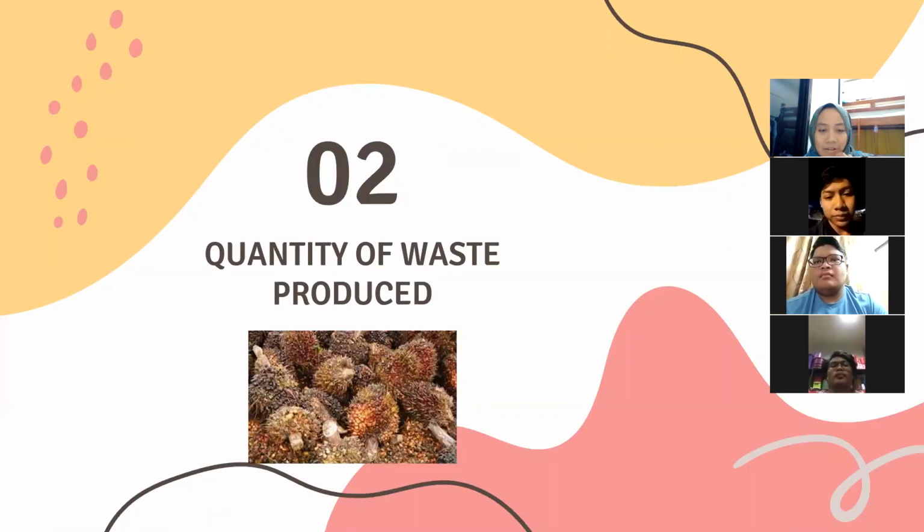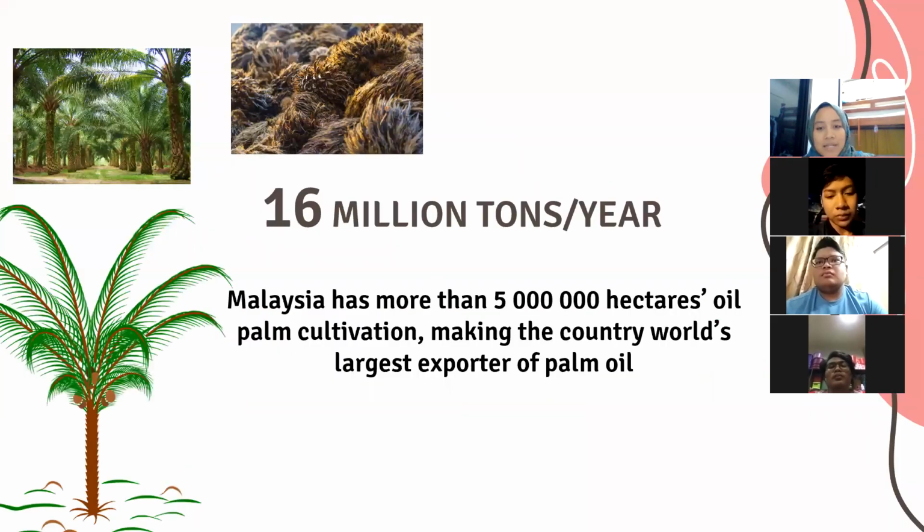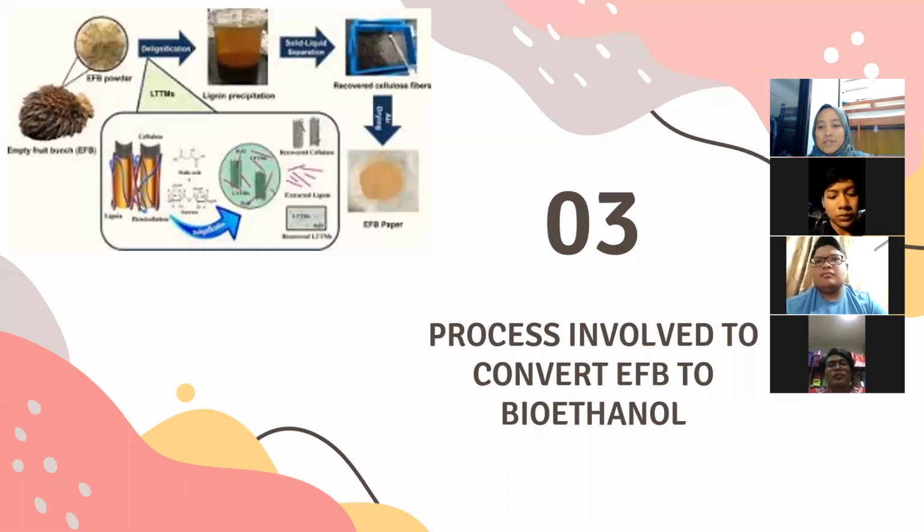And the second one is the quantity of waste produced. 16 million tons per year. Malaysia has more than 5 million hectares of oil palm cultivation, making the country the world's largest exporter of palm oil. So next is about the process.